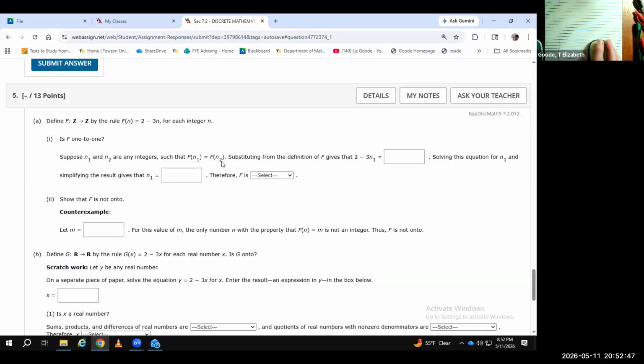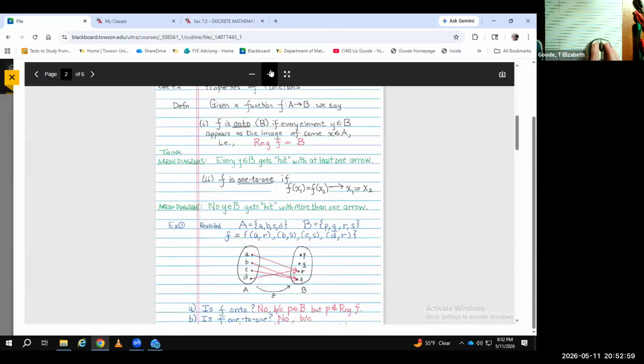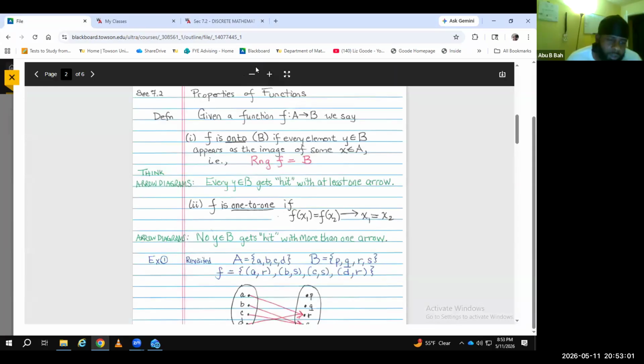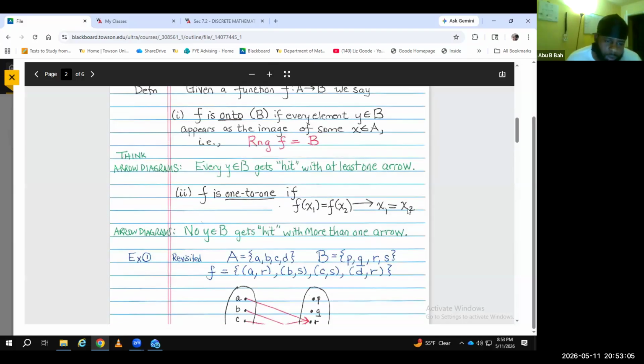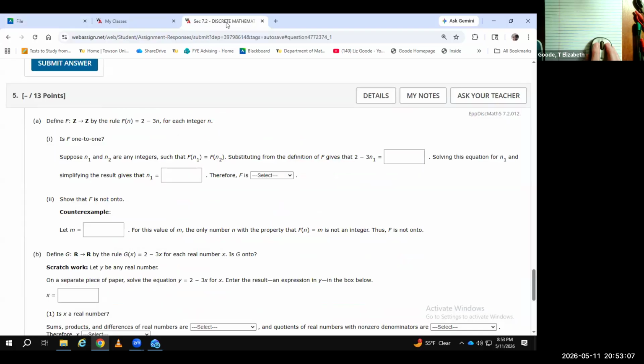Now let me ask you this. If we're going to prove f is one-to-one, what would we wish to show? Look at our definition. The conclusion, x1 equals x2. That's right. And the conclusion here would be that n1 equals n2 because we're using n instead of x. Does that make sense? Yeah.